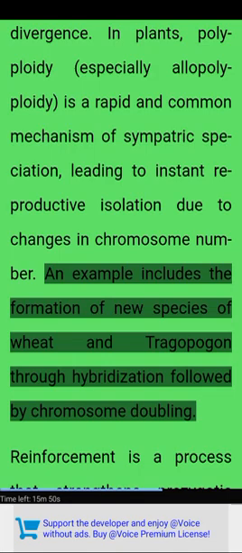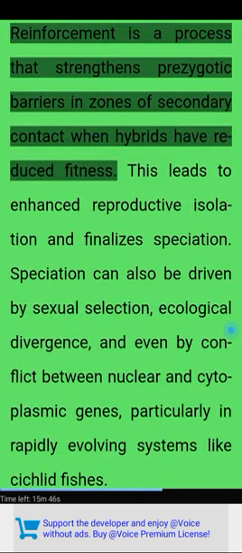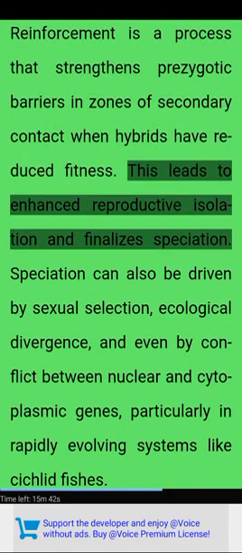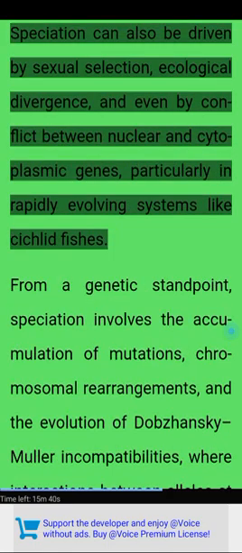An example includes the formation of new species of wheat and triticale through hybridization followed by chromosome doubling. Reinforcement is a process that strengthens prezygotic barriers in zones of secondary contact when hybrids have reduced fitness. This leads to enhanced reproductive isolation and finalizes speciation. Speciation can also be driven by sexual selection, ecological divergence, and even by conflict between nuclear and cytoplasmic genes, particularly in rapidly evolving systems like cichlid fishes.